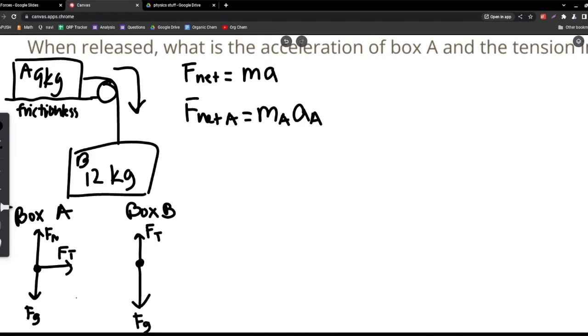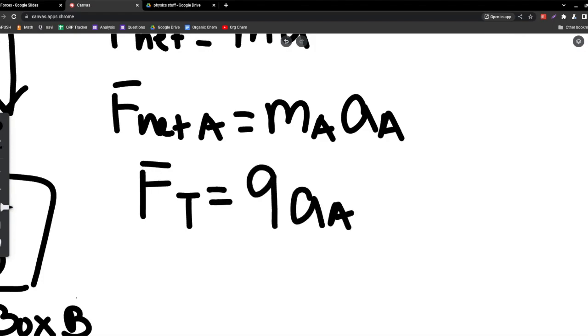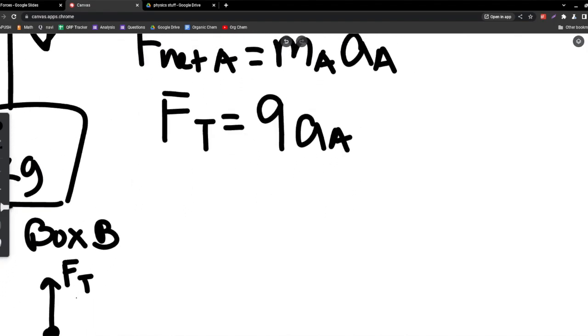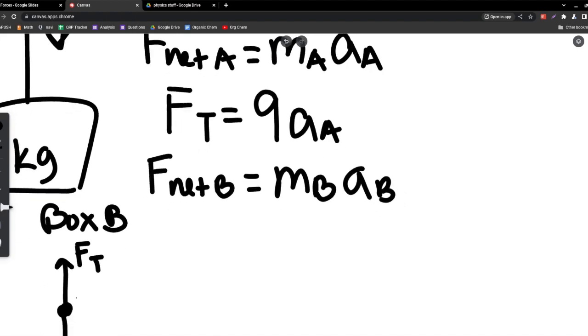And that means that the only force that's really making an impact on box A's acceleration is going to be the tension force. So we can replace net force of A with tension force, and then we know that it weighs 9 kilograms. But we also do not know the acceleration of A. And if we move on to box B, we can make the same starting equation, but replace our variables.